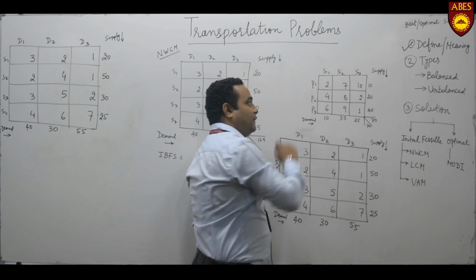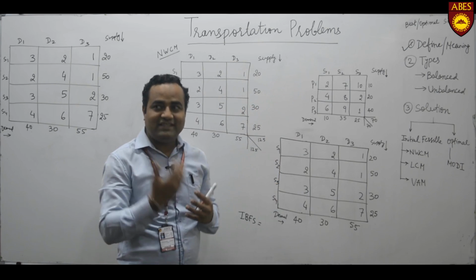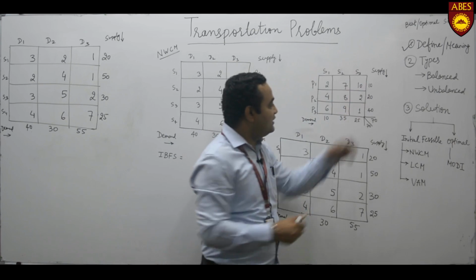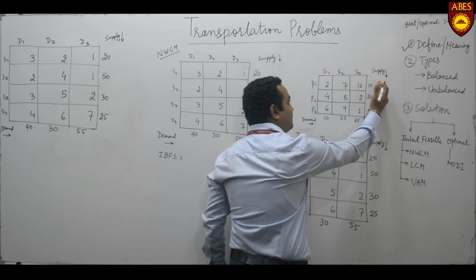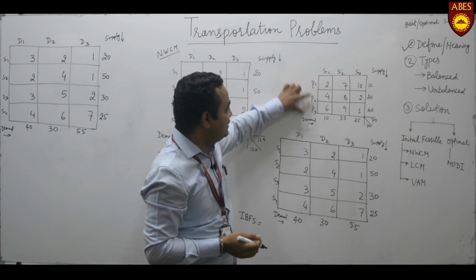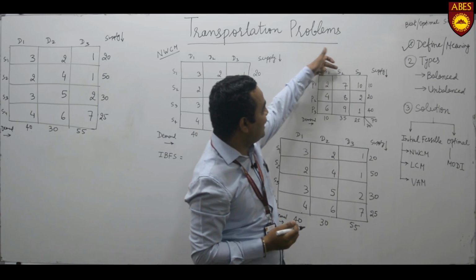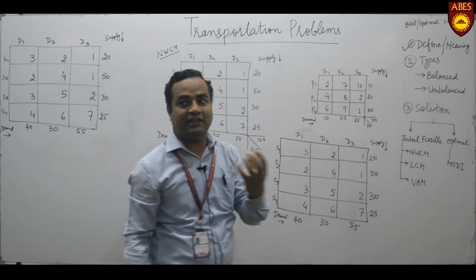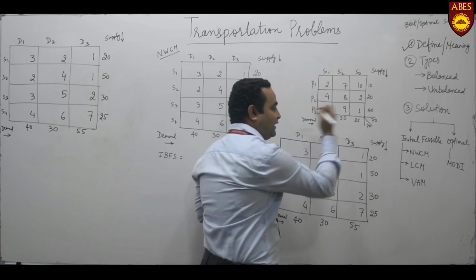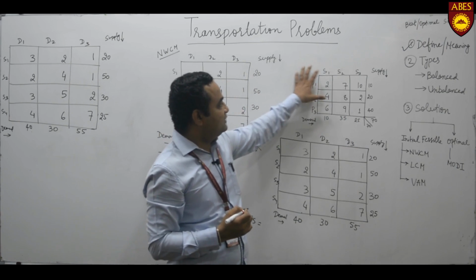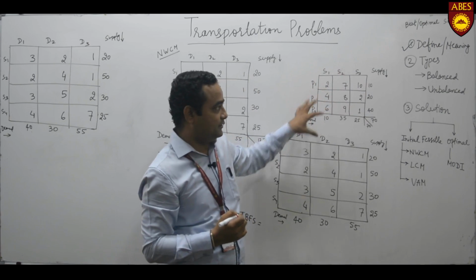Each and every plant has a definite capacity, which is known as the supply. So I put the values 10, 20, 40 as the supply of plants P1, P2 and P3 respectively. In the same way every warehouse has a certain demand, which is written as numerical values 10, 35 and 25. So this covers the definition or meaning of the transportation model.